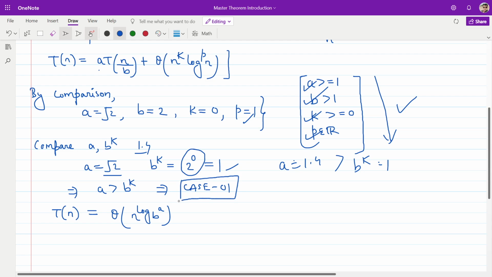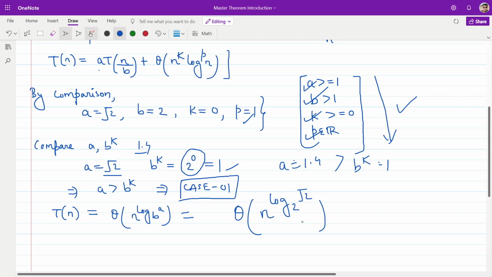Okay, so in case 1, what is the solution? If the recurrence equation lies in case 1, the time complexity for that is given by theta of n raised to the power log a base b. Okay, this is the time complexity for the recurrence equation that satisfies all the constraints of Master's theorem and which lies in case 1. So this should be our answer, and in the next step I will simply be putting the values. So n raised to the power log, what is a? The value of a is equal to root 2, and what is the value of b? The value of b is equal to 2.